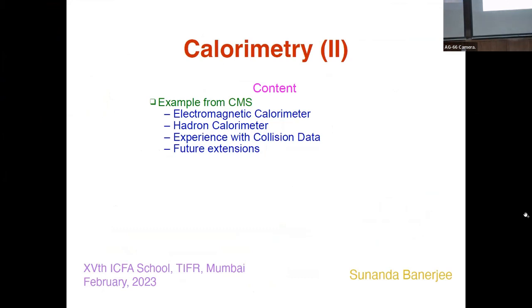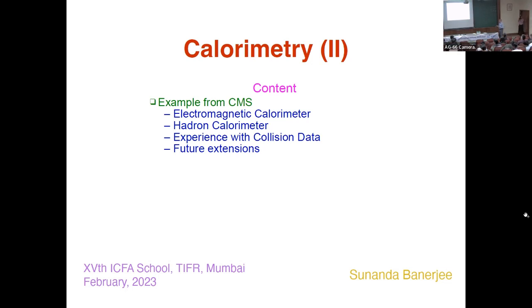Good morning, everyone. In my previous talk, I talked about the general features of a calorimeter, but without really giving a real example, you cannot understand how we can make a calorimeter and what type of mistakes we can make. So I'm giving one example, which is close to my heart, because I really worked with this calorimeter, which is the CMS calorimeter.